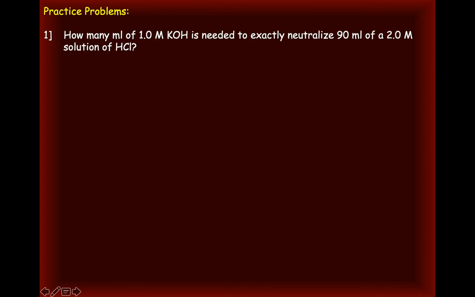All right. So moving on a little bit, a little quick practice here, and we can take it from there if we want to practice just real quickly. So it says how many milliliters of 1 molar KOH are needed to exactly neutralize 90 milliliters of a 2 molar solution of hydrochloric acid. Since we're exactly neutralizing, we could say MAVA equals MBVB. Okay, very simply.